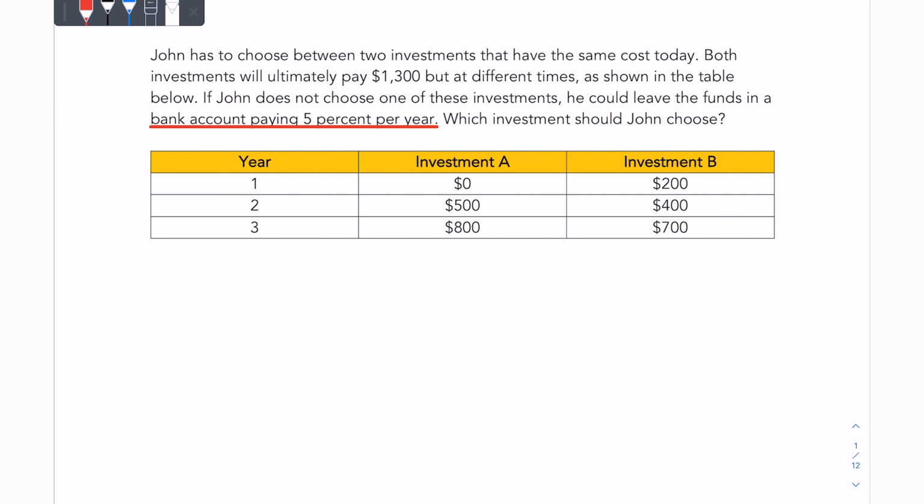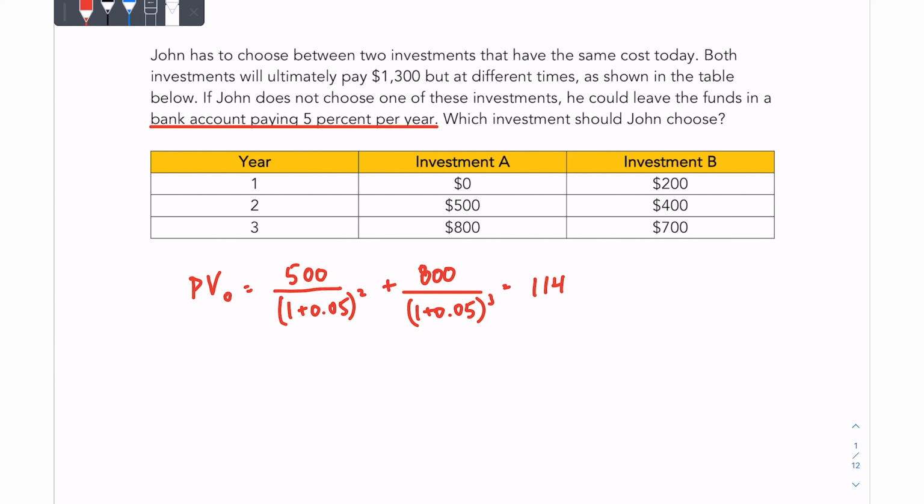It's going to receive nothing in the first year, 500 in the second, 800 in the third. So the present value today, PV0, going to discount the 500 at 5%, so divided by 1 plus 0.05 to the power 2, right? I'm discounting back 2 years. And then the second one, I'll discount that back by 3 years. So 1 plus 0.05 to the power 3. So this one has a present value of 1,144.58.